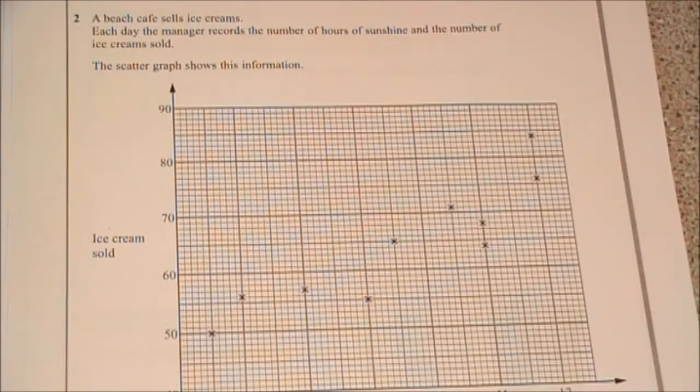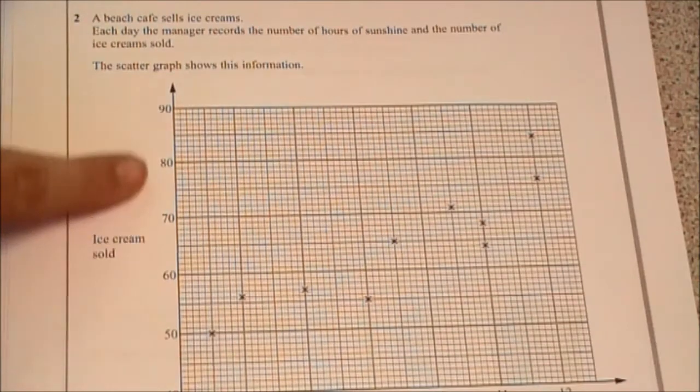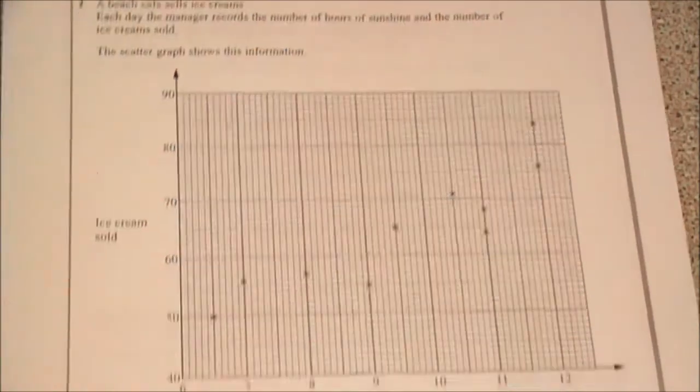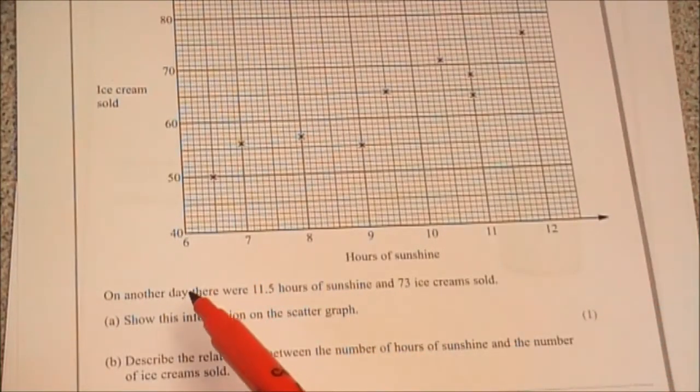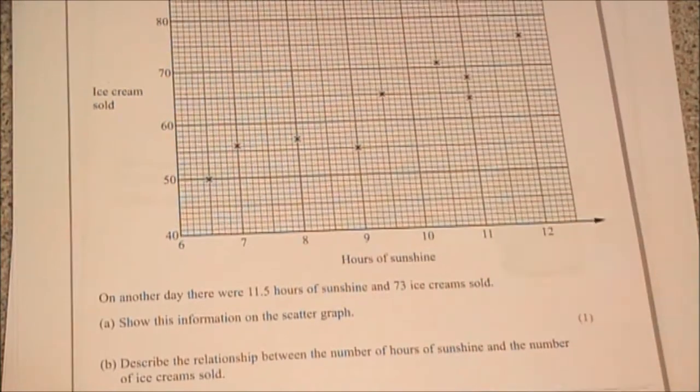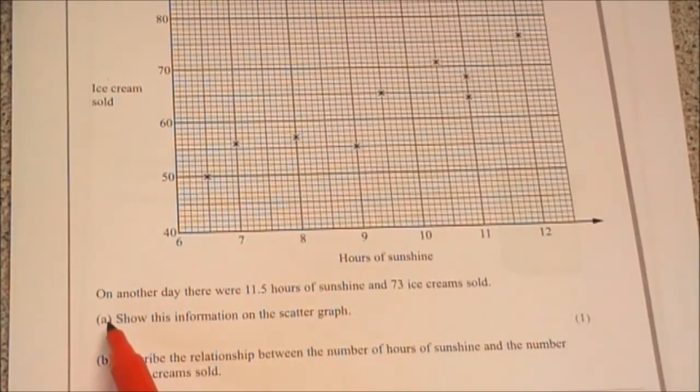Question 2 is a scatter graph question. A beach cafe sells ice creams. Each day the manager records the number of hours of sunshine and the number of ice creams sold. The scatter graph shows this information, so it's always worth familiarising yourself with the graph. Here we can see the number of ice creams sold, and along the bottom we can see hours of sunshine the day had. So, on another day, there were 11.5 hours of sunshine and 73 ice creams sold.